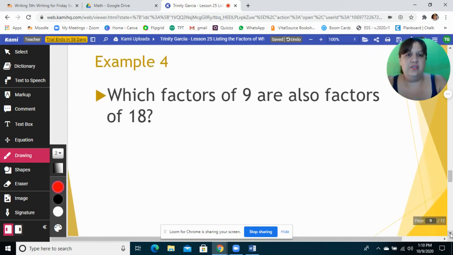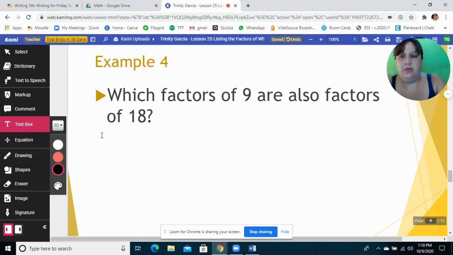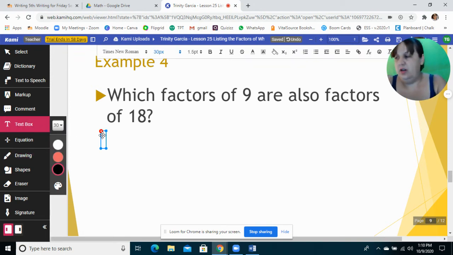Which factors of 9 are also factors of 18? Well, the factors of 9 are what we're going to have to write out first, right? So that we know. We know the factors of 9 are 1, because 1 goes into 9 nine times. 3, well, we can skip 2 because 2 is an even number, right? And it would leave a remainder. So we know 3 goes into 9 three times, so that's got to be a factor. And we know that 9 goes into itself 1 time. Okay, there are our factors of 9.